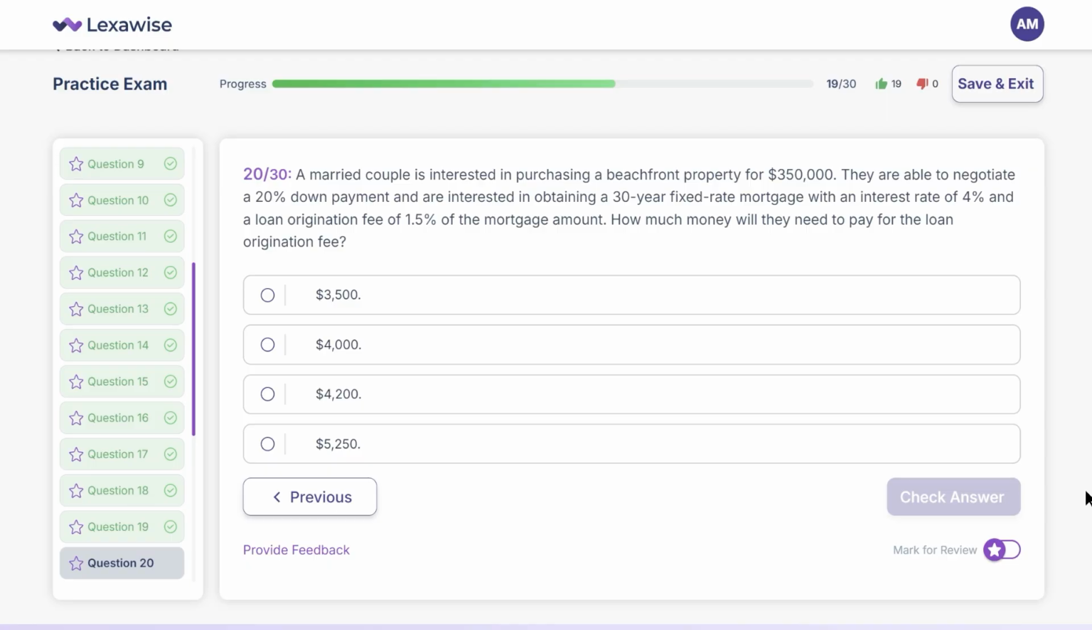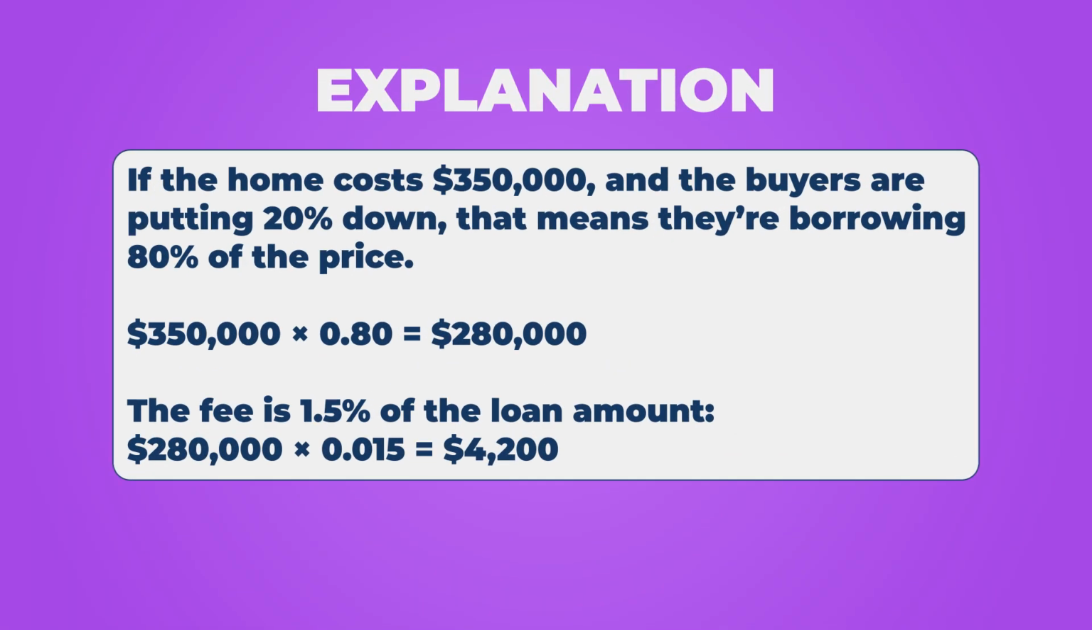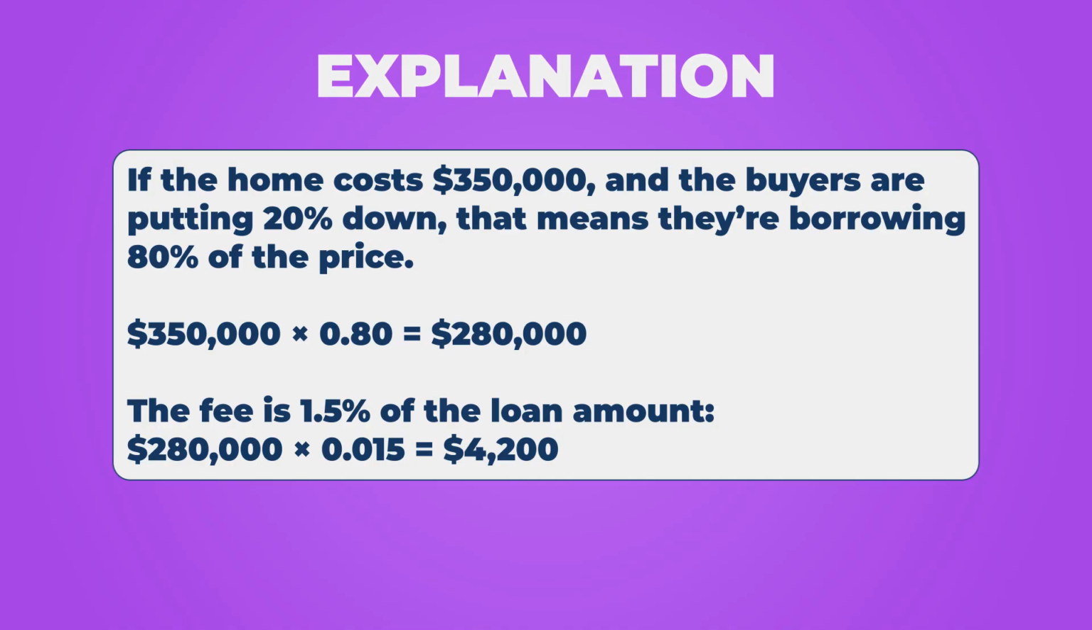The correct answer is C, $4,200. If the home costs $350,000 and the buyers are putting 20% down, that means they're borrowing 80% of the price. First, we need to find the loan amount. $350,000 times 0.80 equals $280,000. Then, we're going to calculate the loan origination fee. The fee is 1.5% of the loan amount. $280,000 times 0.015 equals $4,200.